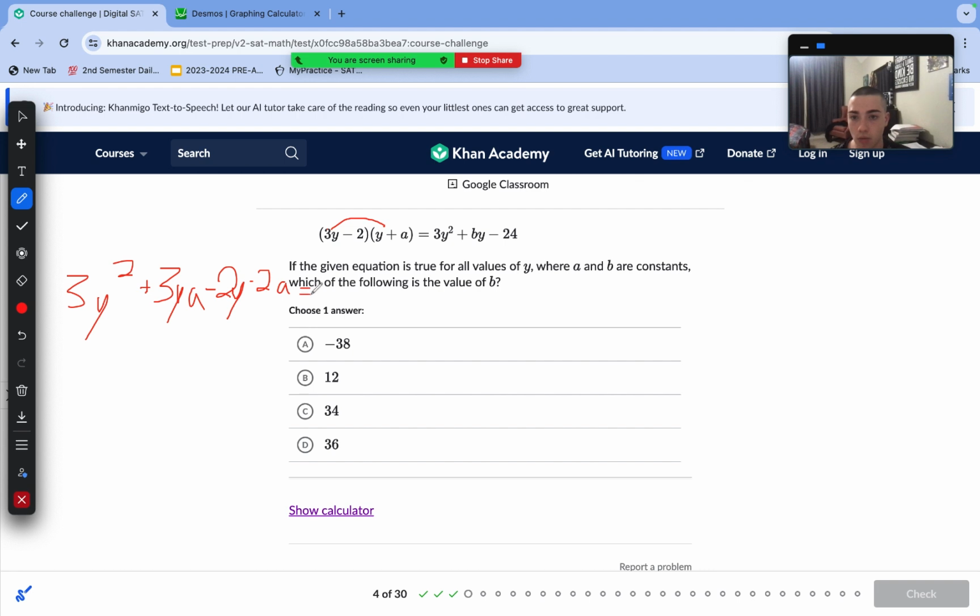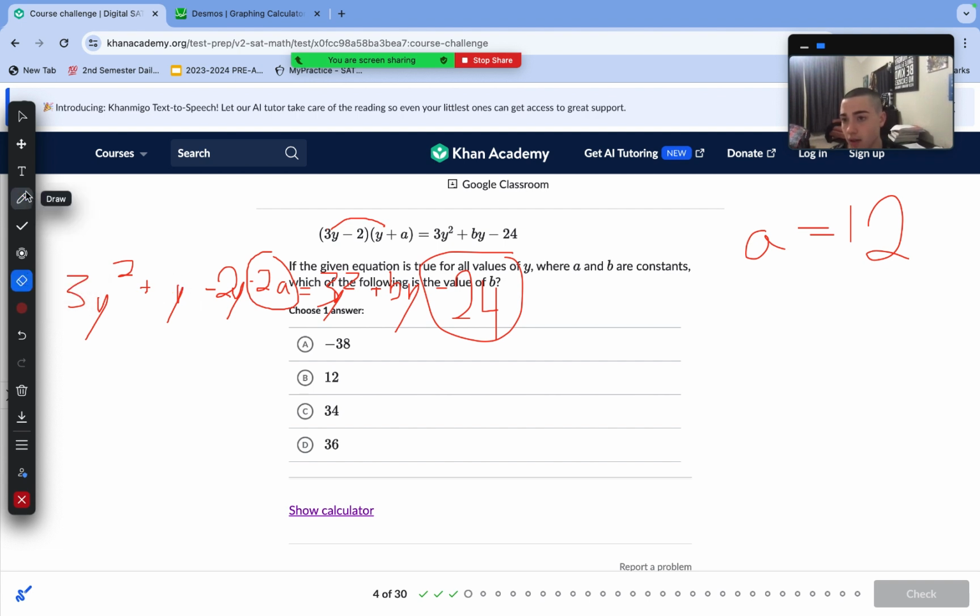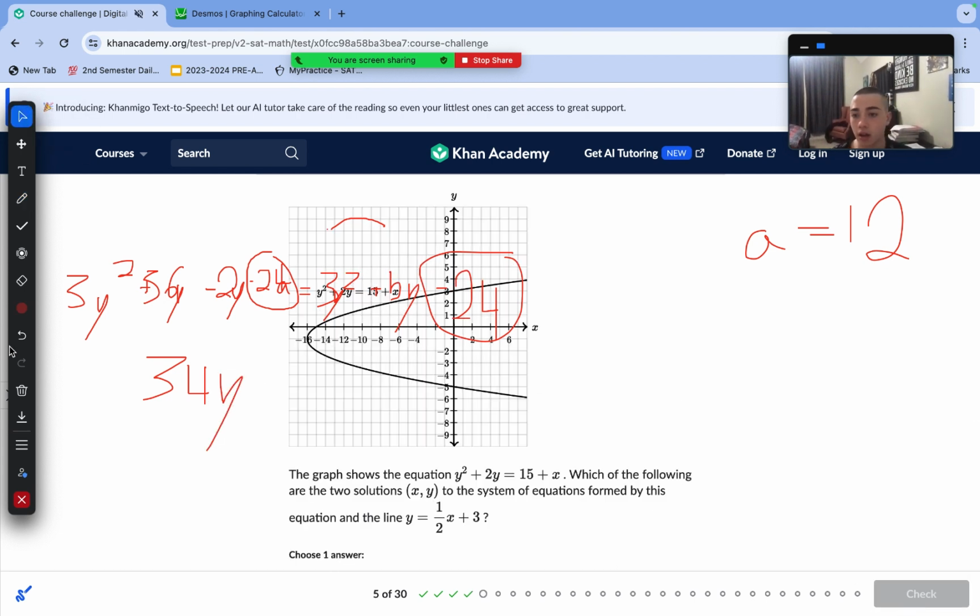And then this equals 3y squared plus by minus 24. So according to these values, minus 2a is the c, and this must be equal to -24. So that means, based off of that, a is equal to 12. We're trying to find the value of b. Let's replace a with 12, so that means that this is now equal to plus 36y minus 2y, that's 34y, and that is equal to plus by, so that means b is equal to 34. C is the correct answer.